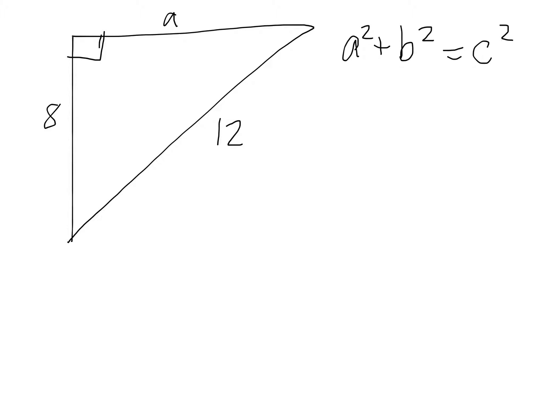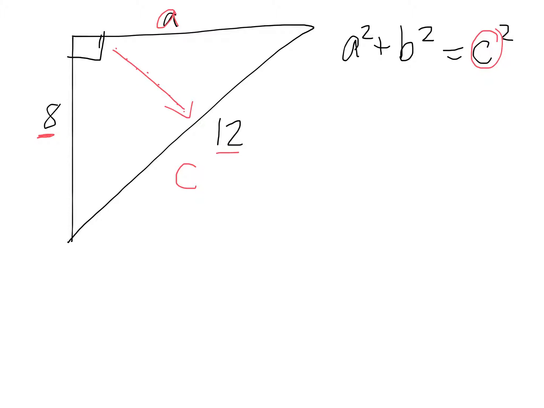First things first, always label the hypotenuse. The hypotenuse is labeled C, and it's always located across from the right angle. So is 8 the hypotenuse, or is 12 the hypotenuse? 12. Why? It's across from the right angle, so let's label that C. Okay? They've labeled this as A, so we'll call that A.